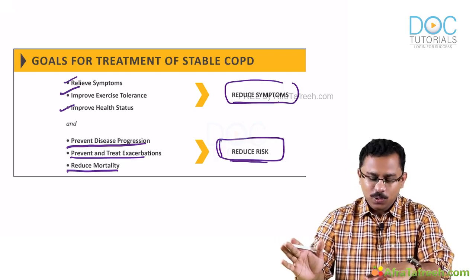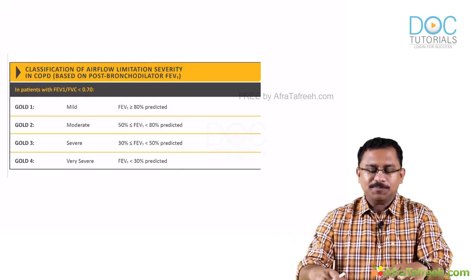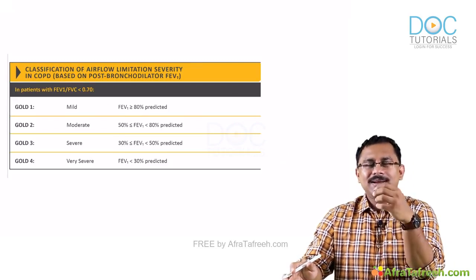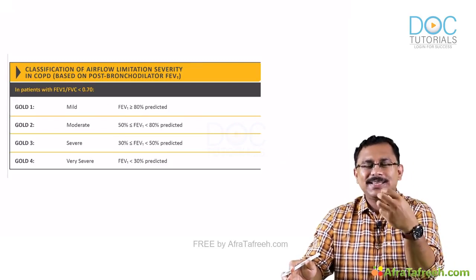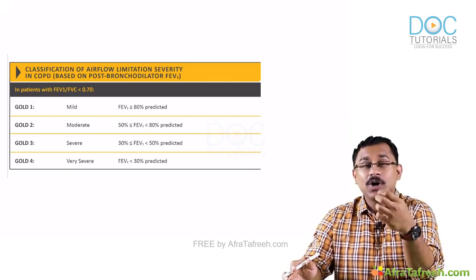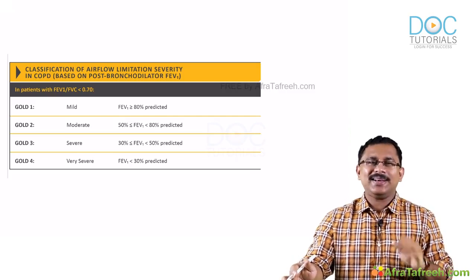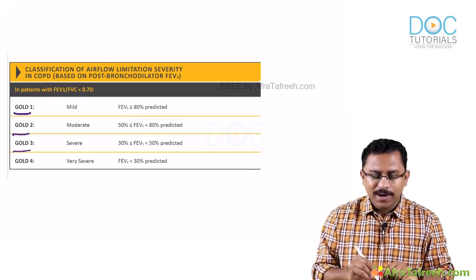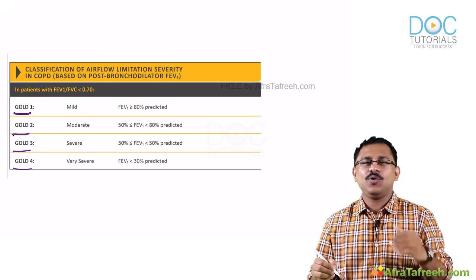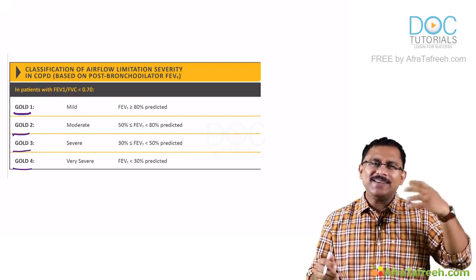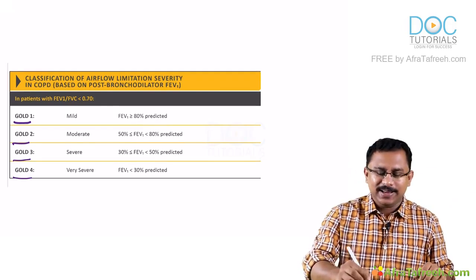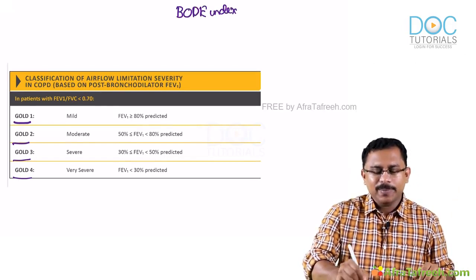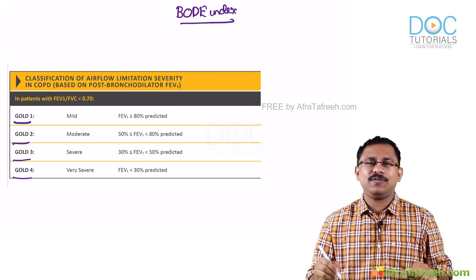Very clear? Now, the first point you have got to know is that the GOLD guidelines categorize patients with COPD based on the severity. How do they categorize? They categorize into 4 groups: GOLD 1, GOLD 2, GOLD 3 and GOLD 4. Previously, for grading the severity, there was another index by the name BODE index, but currently it is the GOLD index that you have got to follow.